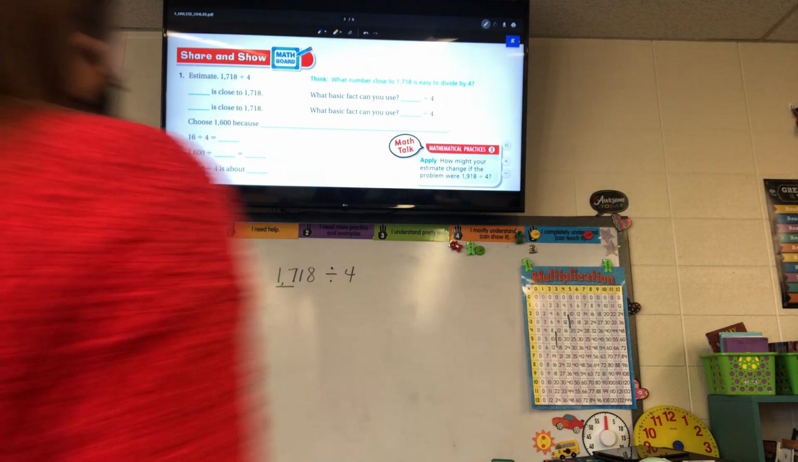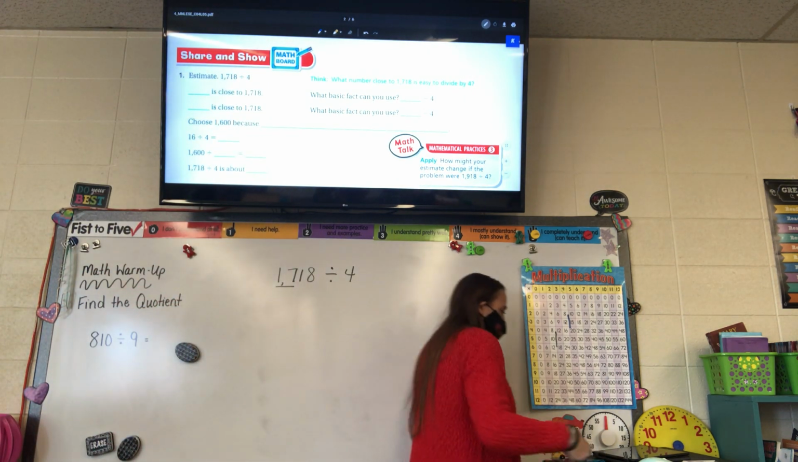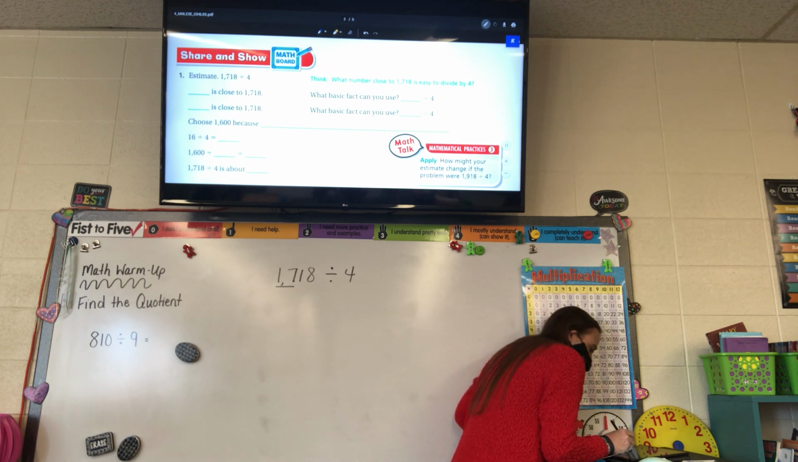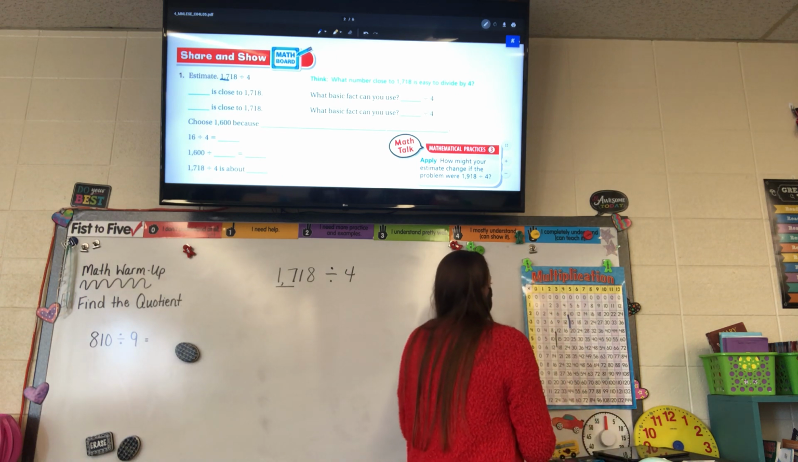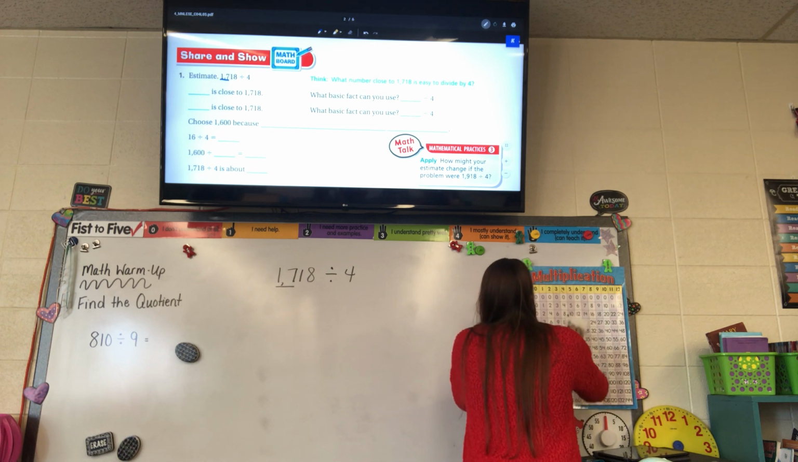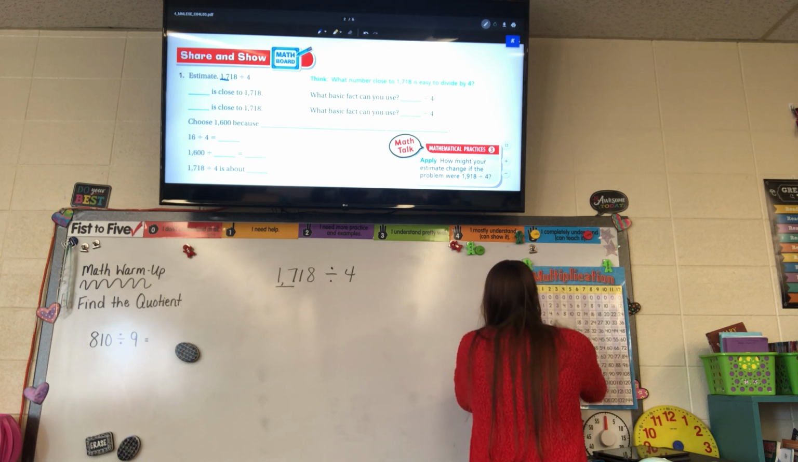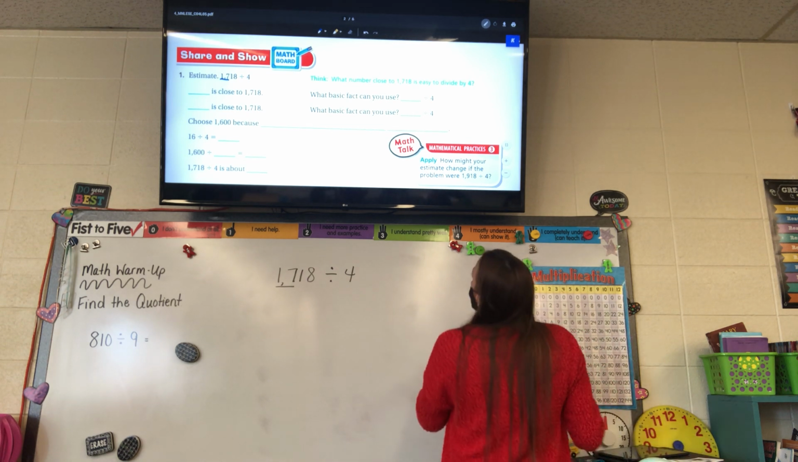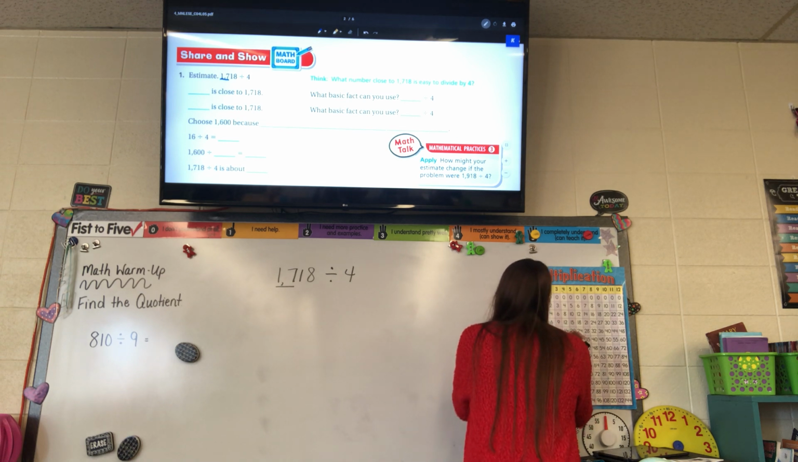So I want you to underline the 17. We're going to go to the 4 row. We're looking for what? 17. So on the 4 row, 17 would be between 16 and 20.